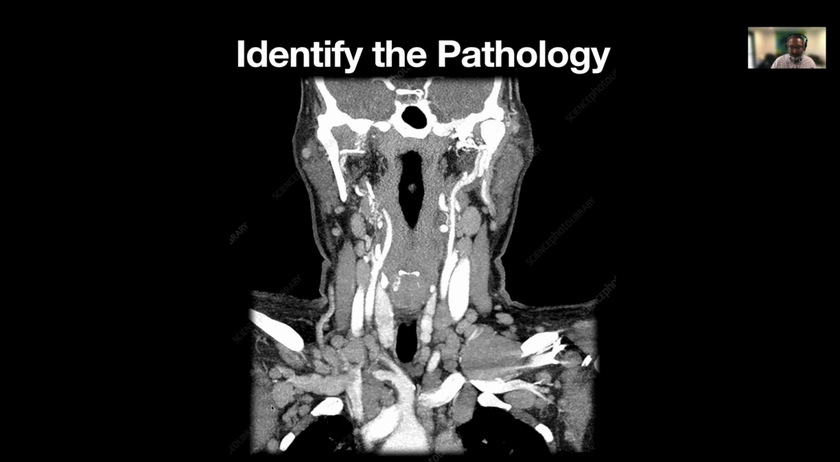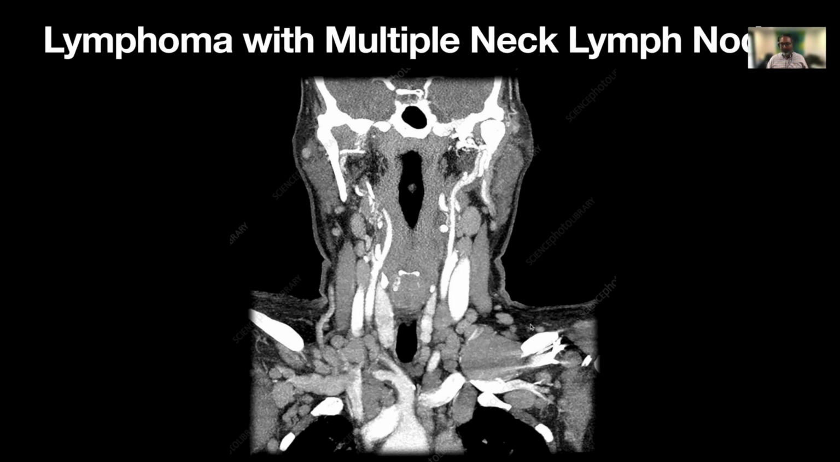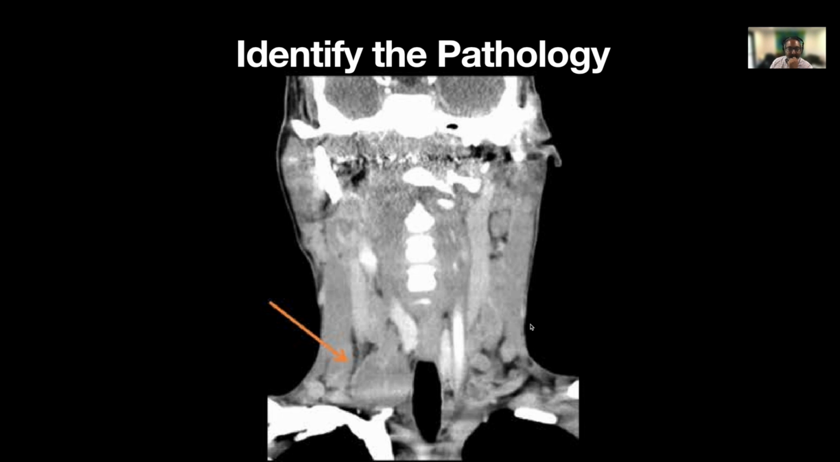Yep. So you've got axillary here, you've got supraclavicular here, lower cervical, upper cervical. So there are lots of lymph nodes here. So it's a lymphoma with multiple neck lymph nodes. All right, let's check out another one. This is big. I couldn't get better images.